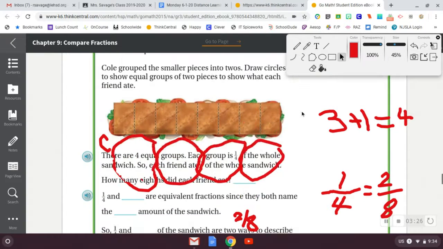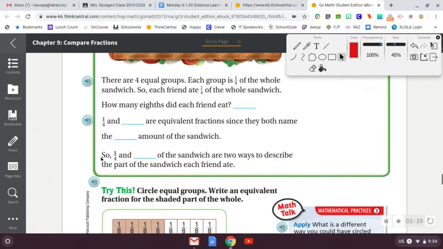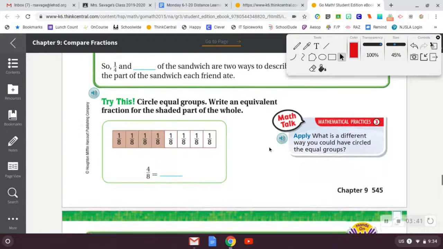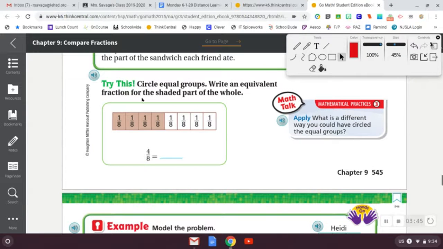All right. Going to get rid of some of this stuff here. I just did some work over here. This is going to be 1/4 and 2/8 are 2 ways to describe the part of the sandwich each friend ate. Let's take a look at this. Circle equal groups. Write an equivalent fraction for the shaded part of the whole. This is the same, pretend this is the sandwich. So let's put it into those 4 groups. So now they're taking 4/8, so it's all of this.